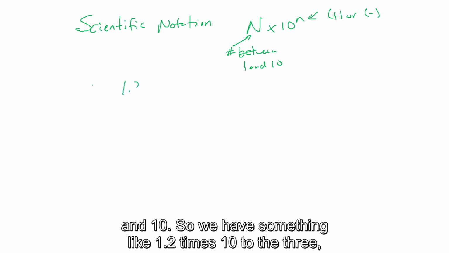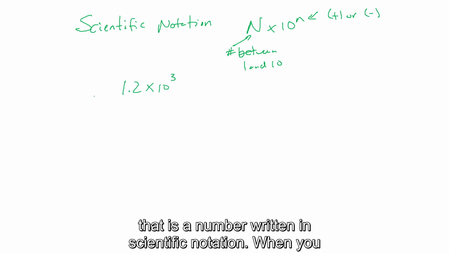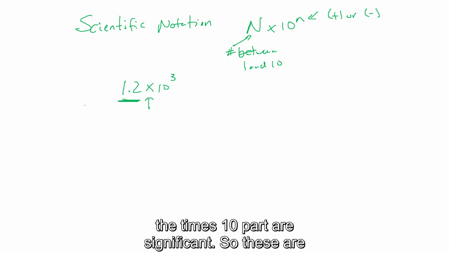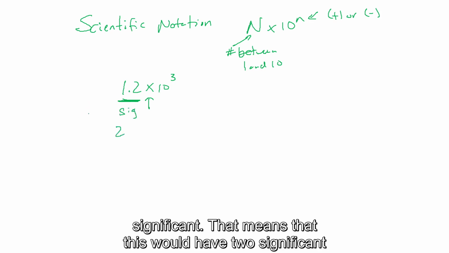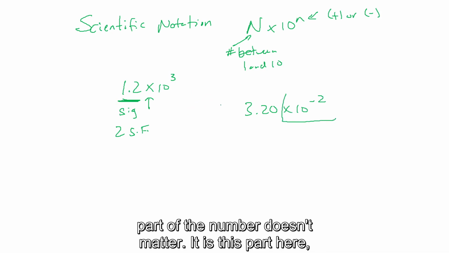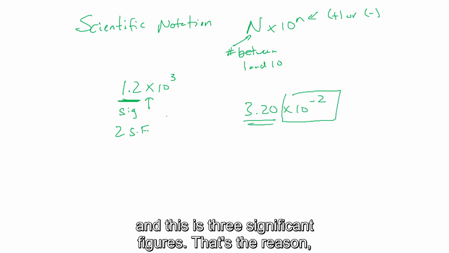So we have something like 1.2 times 10 to the 3. That is a number written in scientific notation. When you write a number in scientific notation, all the numbers before the times 10 part are significant. So these are significant. That means that this would have two significant figures. If I have 3.20 times 10 to the minus 2, really this part of the number doesn't matter. It is this part here, and this is 3 significant figures.